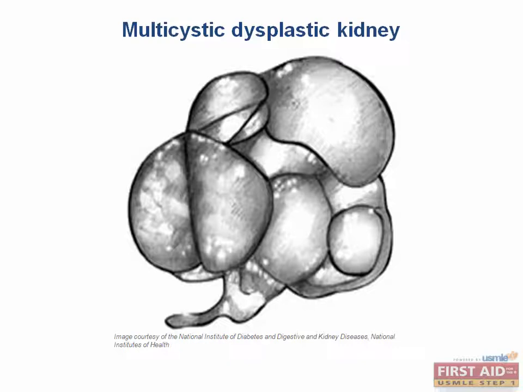If it's unilateral, it's generally asymptomatic because the contralateral kidney can compensate via hypertrophy. However, a bilateral case would be incompatible with life. An important point to keep in mind is that this is a non-inherited disorder. We'll talk about the inherited cystic renal disorders during the renal path section.